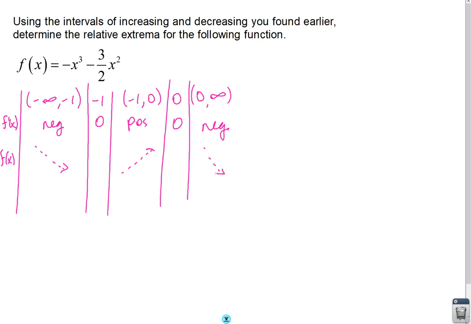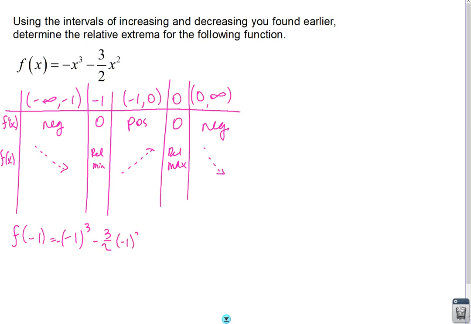Okay, if that's the case, then I know I have a relative min here and a relative maximum over here. So I have the x values; I need to determine the y values for each of those. So I need to find f of negative 1, which is negative 1 cubed minus 3 halves times, that's a half, negative 1 squared. That's going to be negative 1/2. And f of 0, well, that works out really nicely to just be 0.